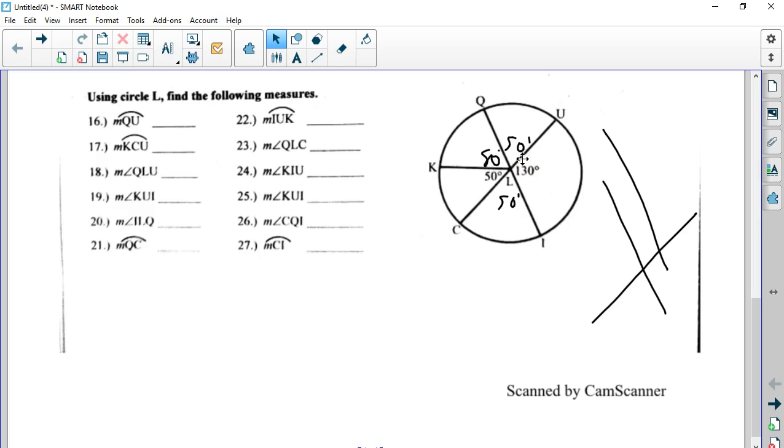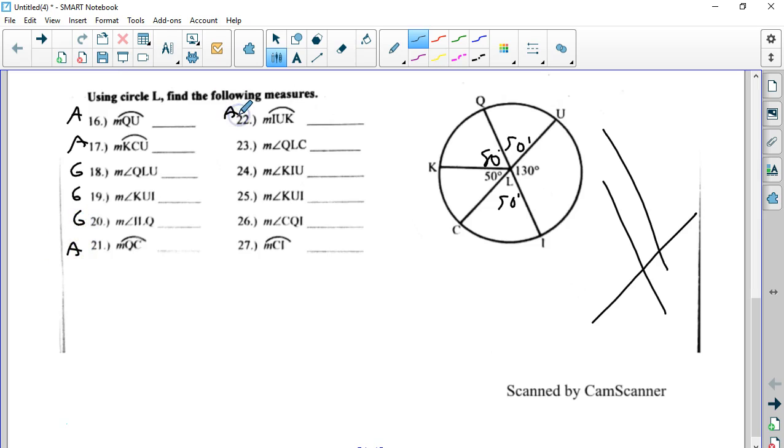So, QU. Again, you might want to go through and mark off arc, angle, arc, angle, arc, just to remind yourself what you're looking for. Now, QU is an arc. So we're talking about this right here. That's 50 degrees.